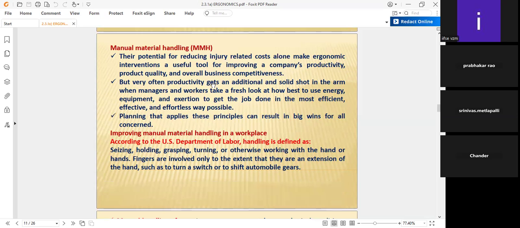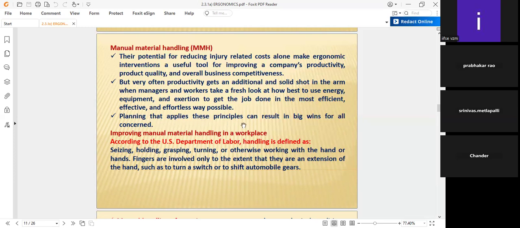Very often, productivity gets an additional solid shot, because once we are not giving any administrative control facility, definitely the employees who are carrying these manual jobs, manually carrying the objects, will be discouraged. That's why we have to see that productivity does not get affected, and we have to see the administrative controls are very perfect. Give some often rest to the people and see that they do the job encouragingly.